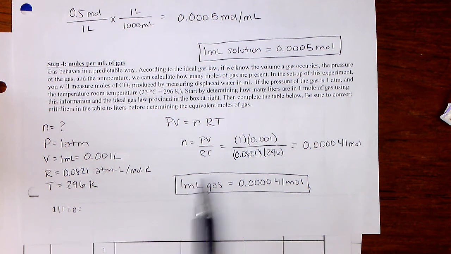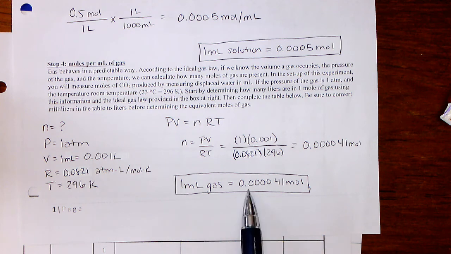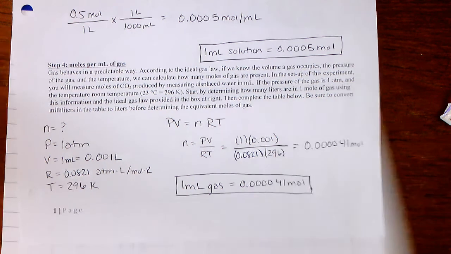And solving this out, we figured out that 1 milliliter of gas has 0.000041 moles of whatever gas we are talking about. And this is specifically for ideal gases, in quotes, ideal gases. Carbon dioxide happens to be a gas that behaves in this way so that we can use this. So we have this value, which I'm going to use in just a second.